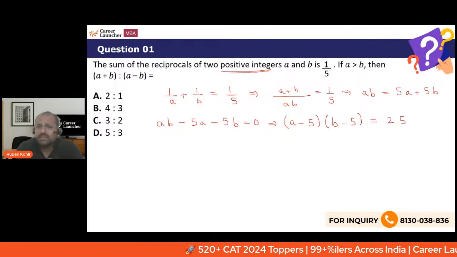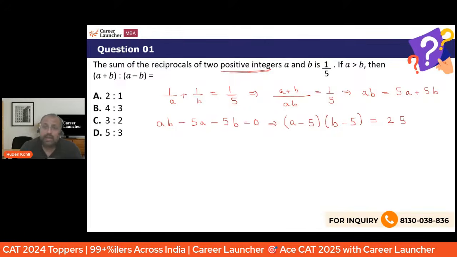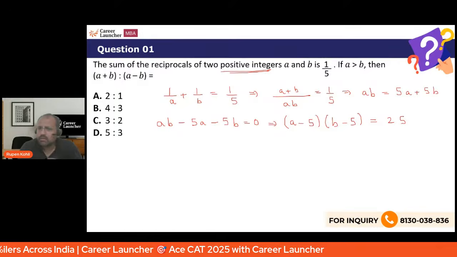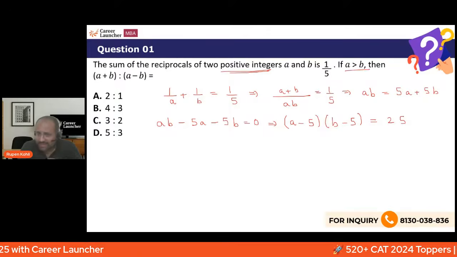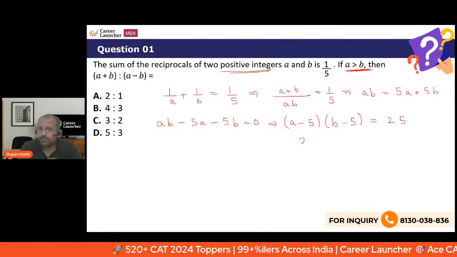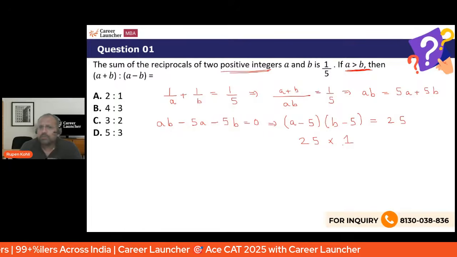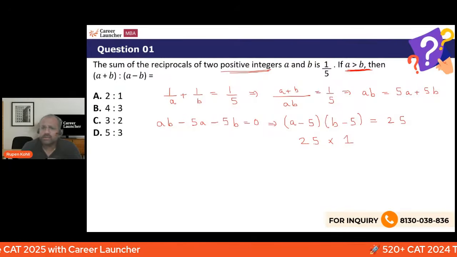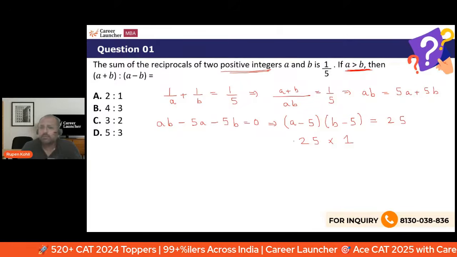Now, since we are dealing with integers, a minus 5 and b minus 5 are also integers. And 25 needs to be expressed as the product of two factors over here to match up with this. And since a is more than b, I need to write a higher value over here. The first possibility could be 25 times 1. Any other possibility will not satisfy this condition, because 25 is only 5 times 5. So either you can write it as 25 times 1, or as 5 times 5. But 5 times 5 will make a and b equal. So this is the only possibility. So you have got your solution, right?